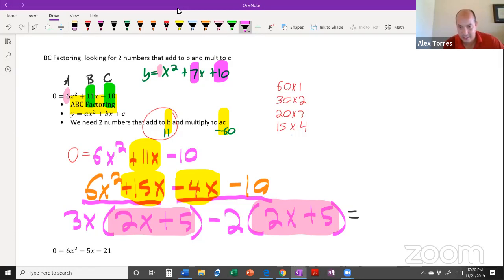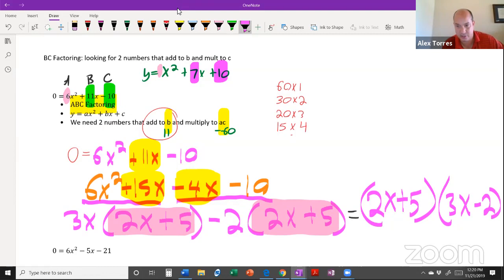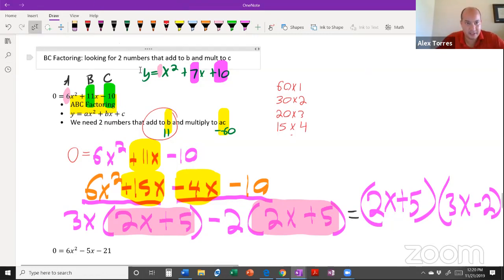Thanks, Microsoft. But we're going to go ahead and factor out 2x plus 5. 2x plus 5. And it leaves us with 3x minus 2. And we're done. So ABC factoring can be a little tricky.